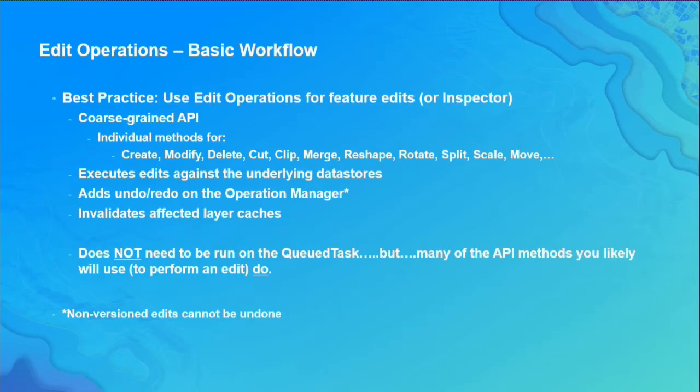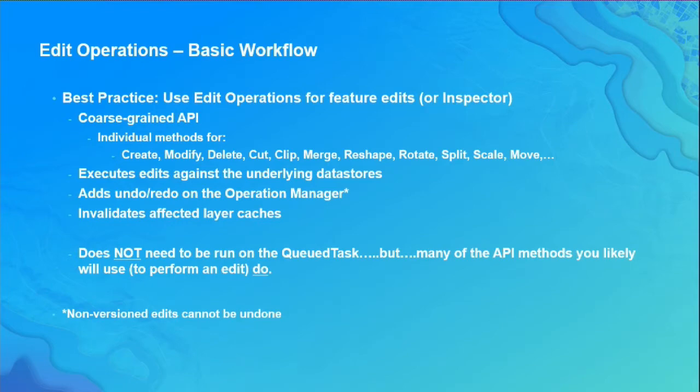Whatever map members you specify in the edit operation, their underlying data source, the edit operation executes the edits against them. When we say data store, think workspace if you're coming from classic desktop. Also, any undo redo gets added to the operation manager, undo redo stack, and the edit operation will invalidate the underlying layer caches. Note, undo redo, of course, does not apply to non-versioned edits.